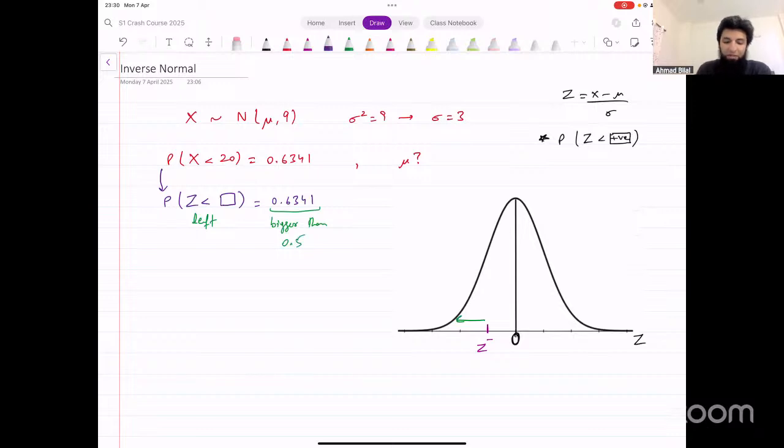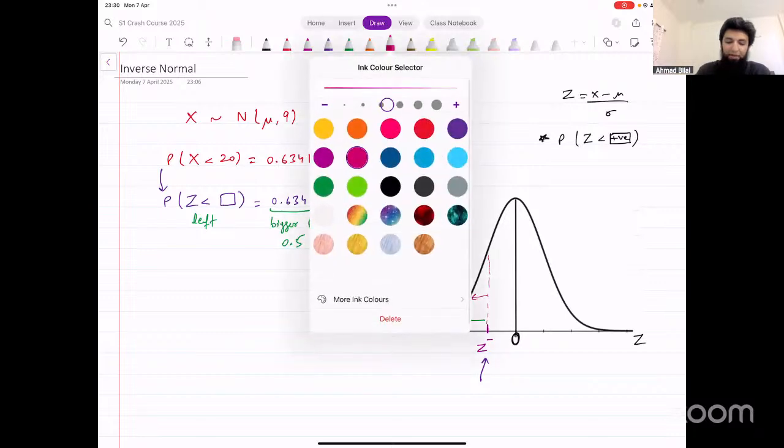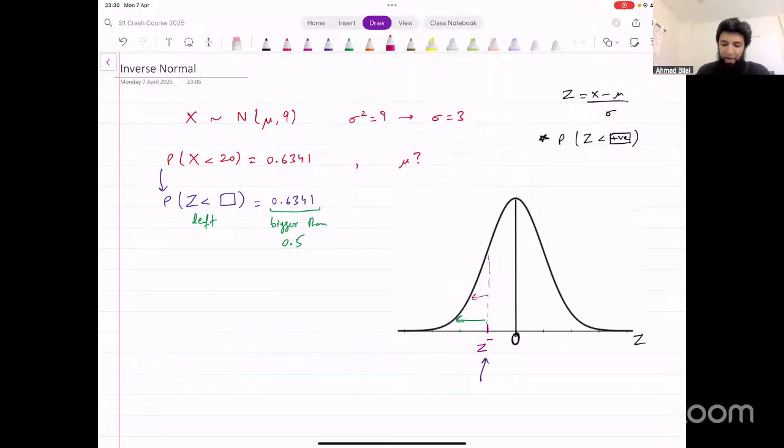If z was negative, then towards the left side of z, can we have an area that is bigger than 0.5? If z was on the negative side, can this area be bigger than 0.5? It can't be bigger than 0.5. This is less than 0.5.